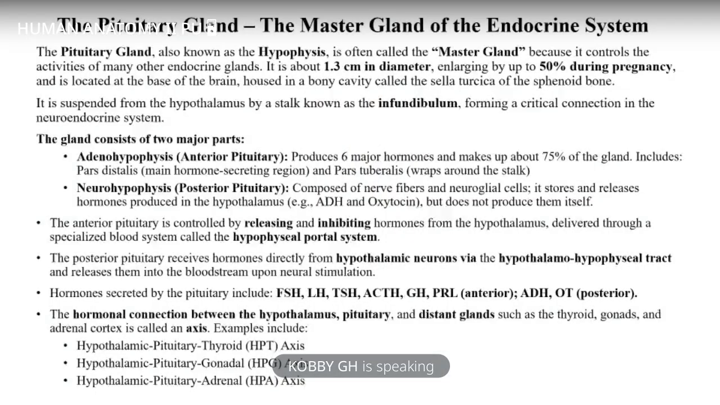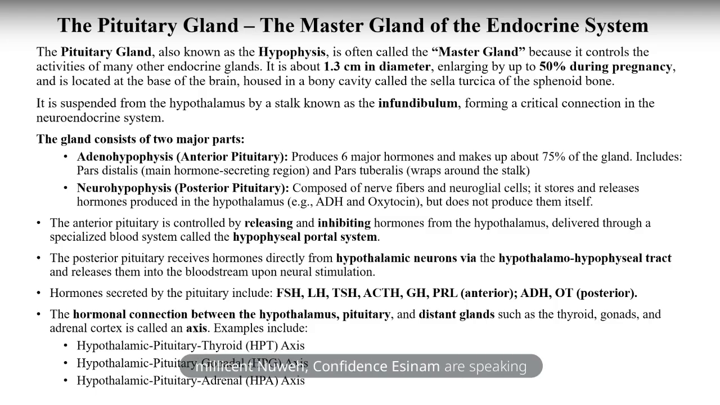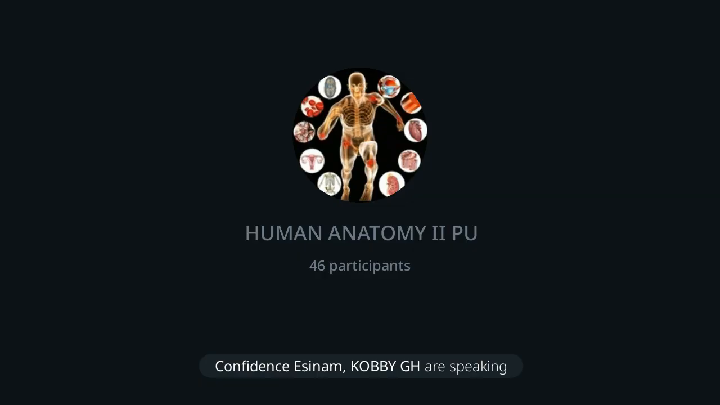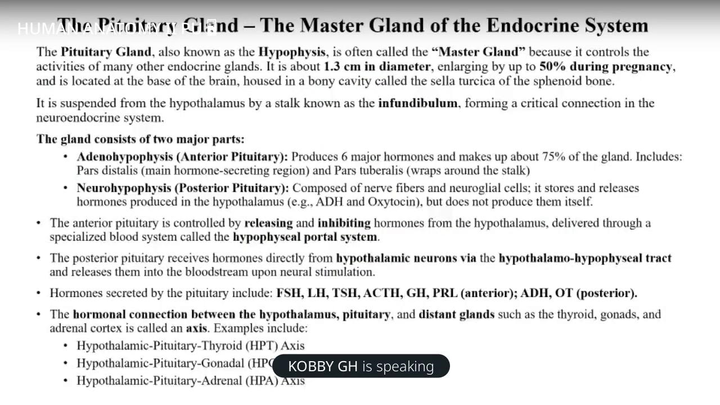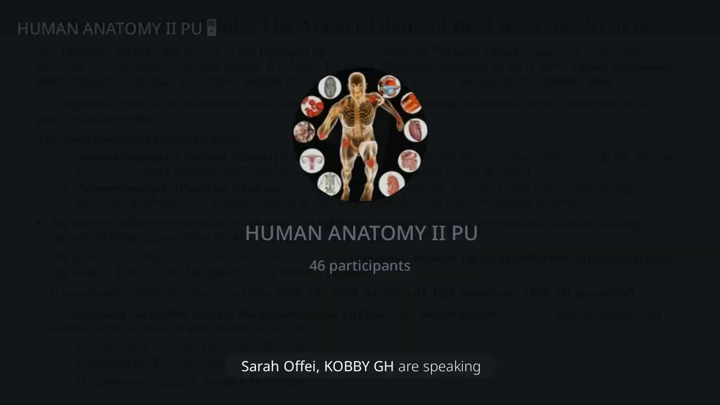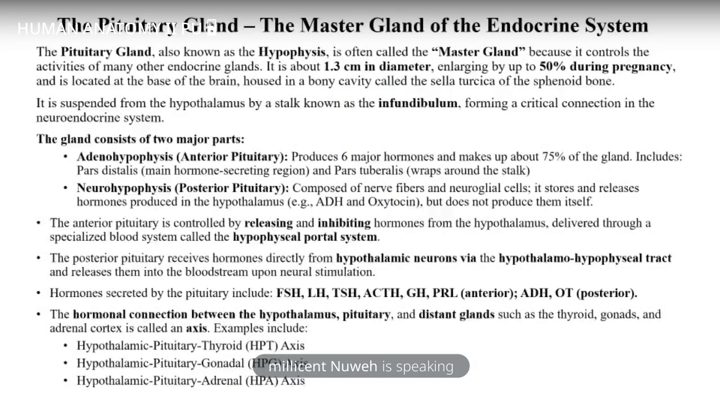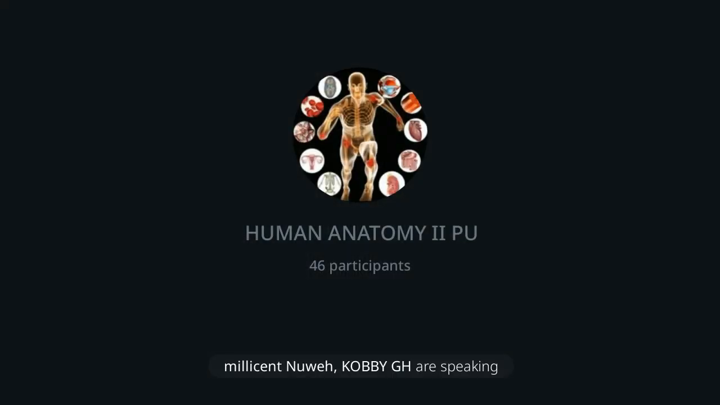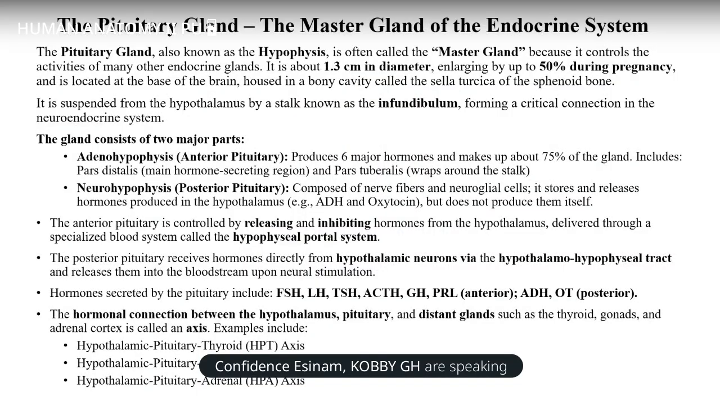Let's look at the pituitary gland. What are the other names for the pituitary gland? The pituitary gland has two other names. What are the names? The hypophysis and the master gland. So the pituitary gland, you can also call it the hypophysis gland, or you can call it the master gland. Why do we call it the hypophysis gland? Because it's located near the hypothalamus. Good. It is located beneath the hypothalamus. Hypophysis.